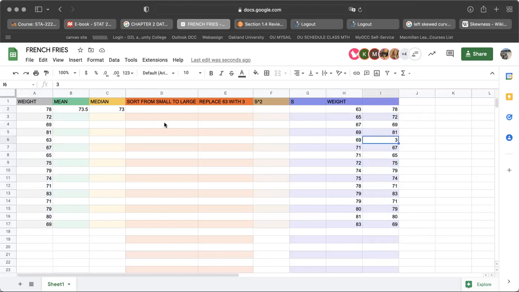So here, let me calculate the mean again. So mean equal, and I'm going to highlight this range right here, the one that I changed from 63 to 3. Okay. Look at that. The mean is decreasing, right? It's getting smaller. What about the median? Equal, median. Highlight it. Stay the same. So when I change from 63 to 3, the mean changed, but the median stayed the same.